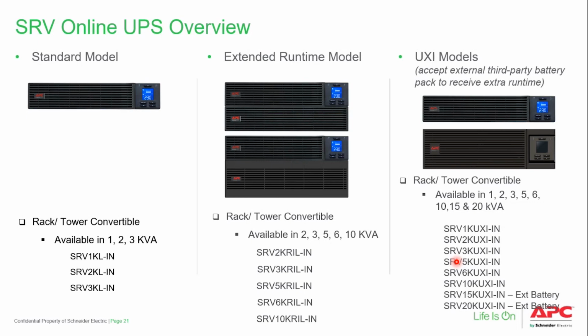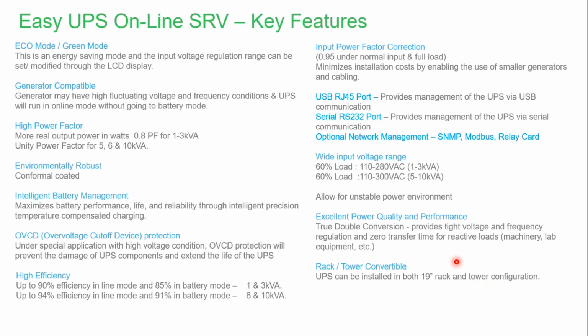So 1 to 6 kVA has an 8 ampere internal charger. Practically we can connect up to 80 Ah, but since 80 Ah batteries are not readily available, we can go for up to 100 Ah batteries from 1 to 6 kVA. 10, 15, and 20 kVA have a 13 ampere internal charger. Practically we can connect up to 130 Ah, but since 130 Ah batteries are not readily available, we can go up to 150 Ah without adding an external charger to this UPS. So for runtime enhancement, we can use these models for our application.